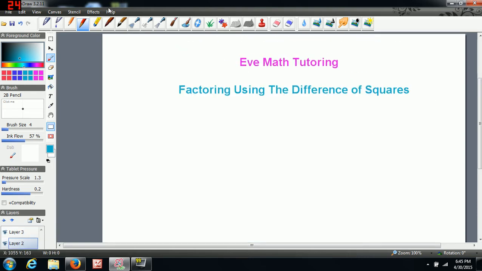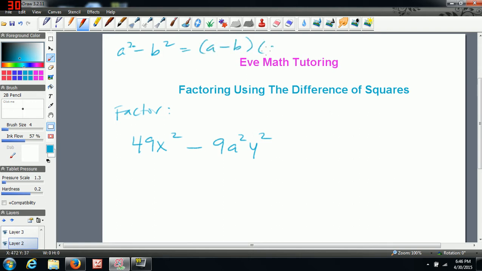So say you were asked to factor the following: 49x squared minus 9a squared y squared. So again, you want to see if you can write it in the form a squared minus b squared, which is equal to a minus b, a plus b. Or we could have written the plus and the minus in any order. Here, we can write the plus first, since that's what we did on the other page. So that could be a plus b, a minus b.